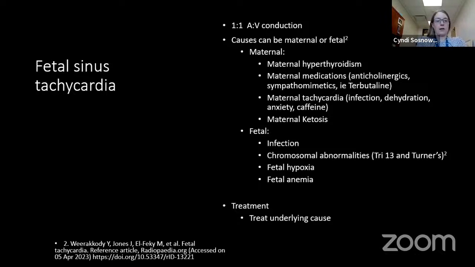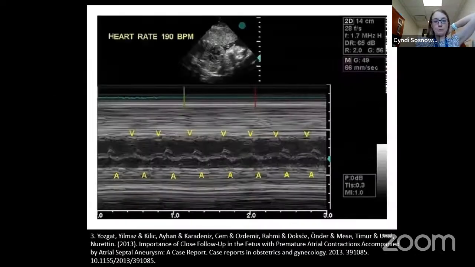So when it comes to fetal sinus tachycardia, you have one-to-one conduction, you have a heart rate that's less than 220 but higher than 160. You want to try to identify the cause if you know it, and then treat it appropriately.